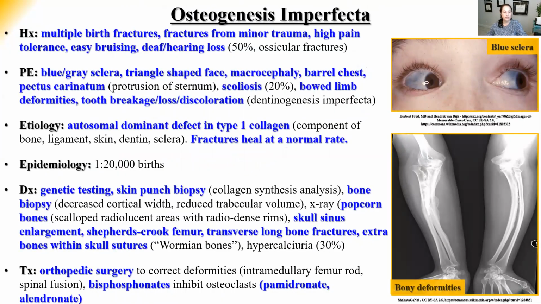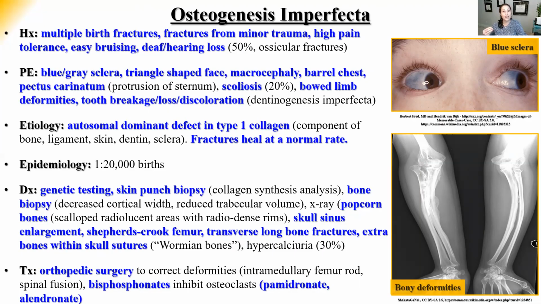Osteogenesis imperfecta. For this one, it's an autosomal dominant defect in type 1 collagen. And type 1 collagen is a component of bone tissue, ligamentous tissue, skin, dentin, and sclera. These people will get lots and lots of fractures from minimal trauma. So in the history, multiple birth fractures, fractures from very minor trauma.